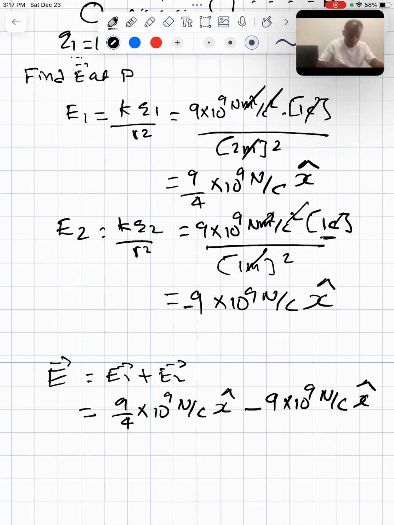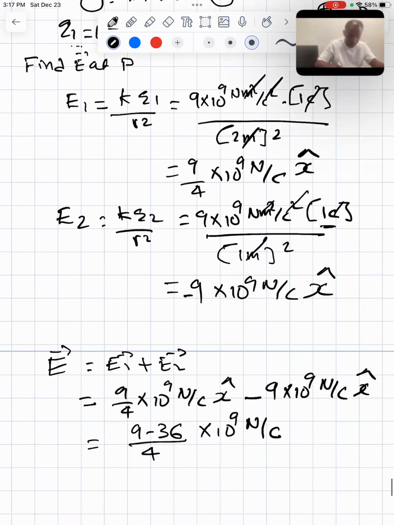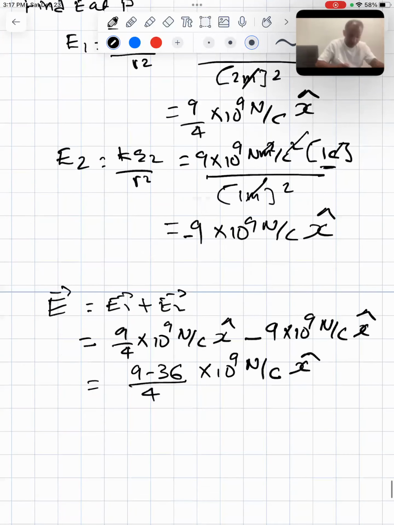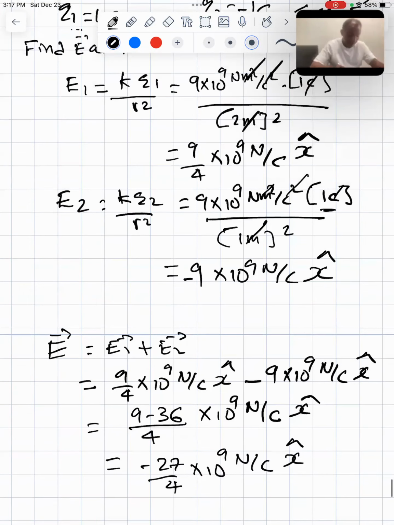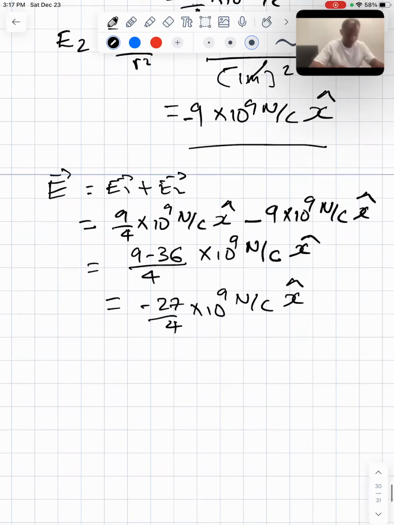So if you add this, 4 is common, 9 minus 36 times 10 raised to 9 Newton per Coulomb. In x direction, this is negative 27 over 4 times 10 raised to 9 Newton per Coulomb in x direction. The net electric field is negative because E2 is extremely bigger than E1. That's why, because E2 is close to Q from 2P. That's why the net electric field is towards the left, okay? This is how you find electric field.